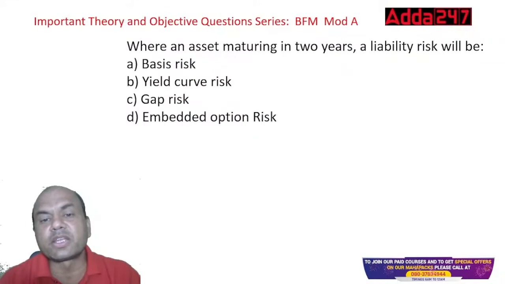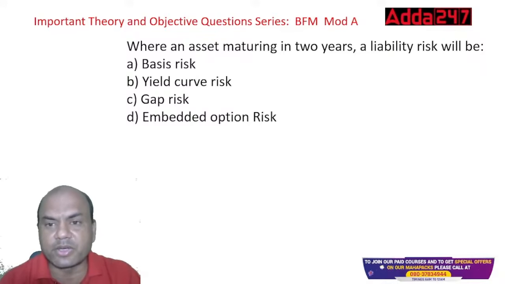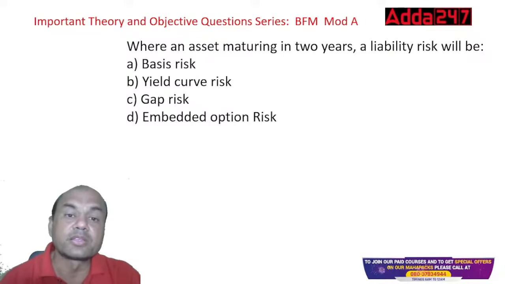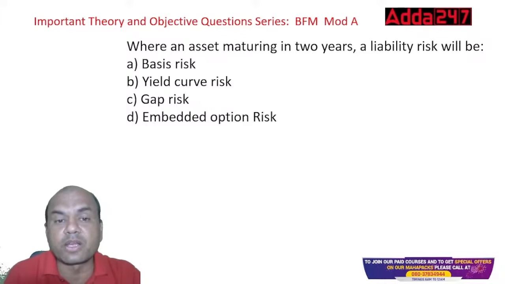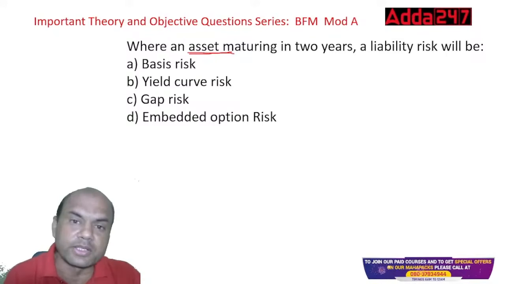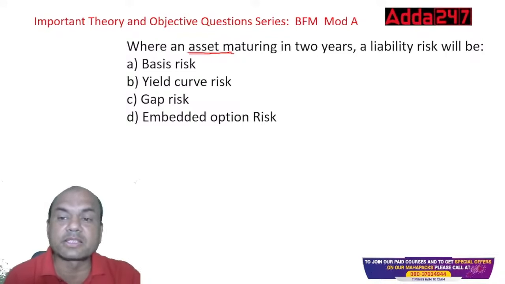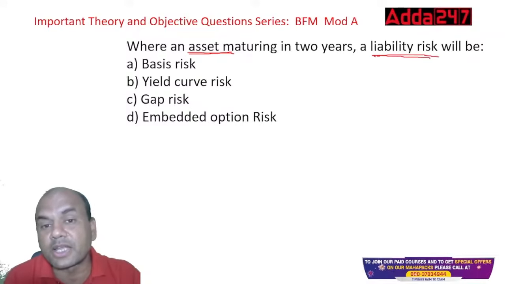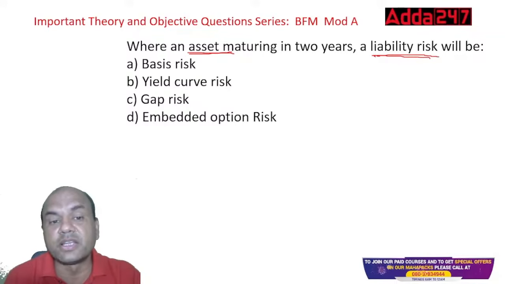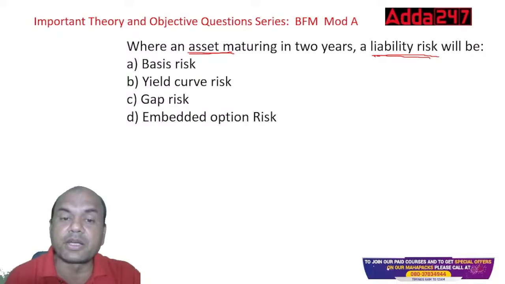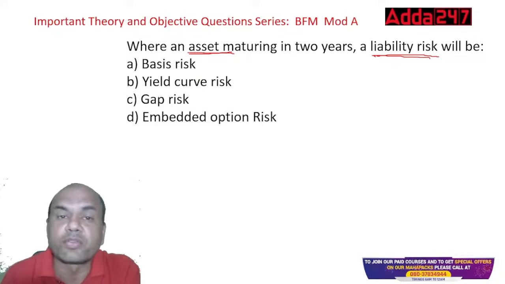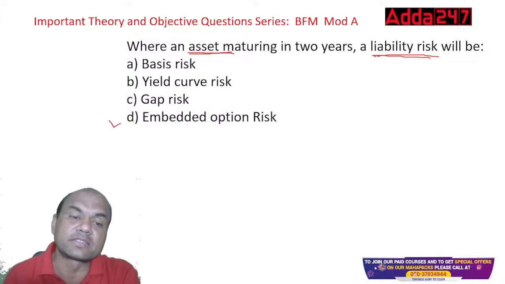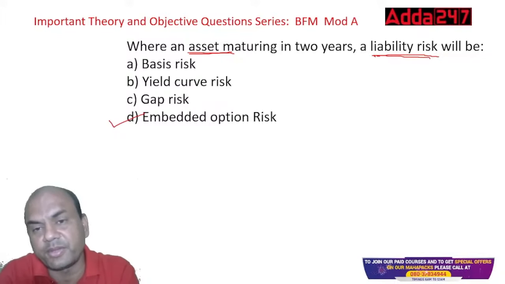When an asset is maturing in 2 years, the liability risk will be... suppose any asset, meaning a loan, is maturing in 2 years. 2 years means I have given a loan and that person will be paying me after 2 years. So what is the liability risk? Now look at this. Liability risk means what risk will I face from the depositor's angle? Basis risk, yield curve risk, gap risk, embedded option risk. From the depositor side, I'll face this risk, embedded option, right?